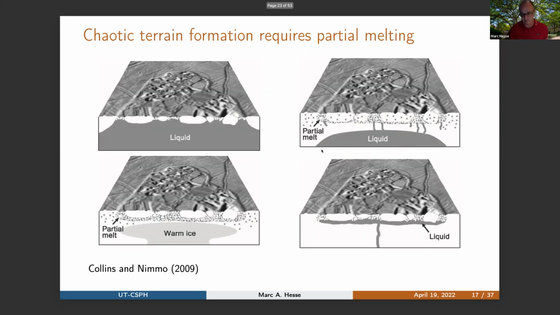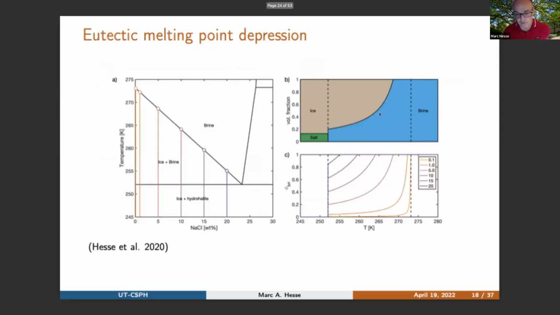Now, the main ingredient that people invoke to form this near surface melting is some sort of eutectic melting point depression. If you add ice and salt, they don't form a solid solution. So you have a eutectic phase behavior, and you can depress the melting point of the mixture by, in this case, some 20 odd degrees. And there's other salts that will depress it even further. And so typically people invoke the presence of salts to induce melting near the very, very cold European surface.